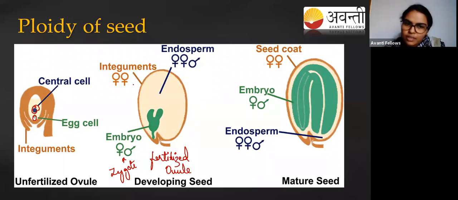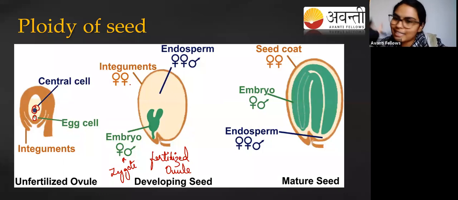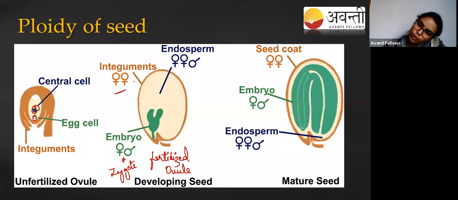Okay, and integuments, actually I told you, inside the embryo sac, whatever structures are present, they are all haploid, like antipodal cells, synergid, वो सारे haploid होते हैं. But above the embryo sac, what are the structures present? Nucellus, integuments, all of them are diploid. Okay, and they contain the female chromosomes only. And this endosperm, 2 are female and 1 is male. Okay, so this endosperm is triploid in number.